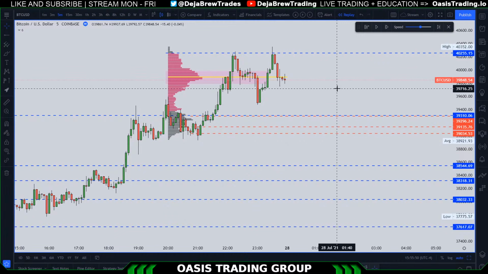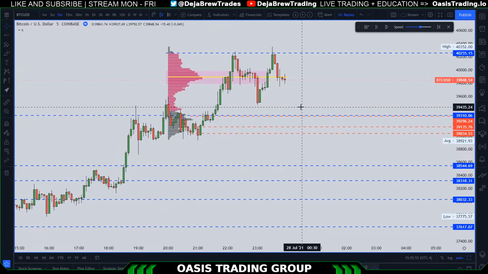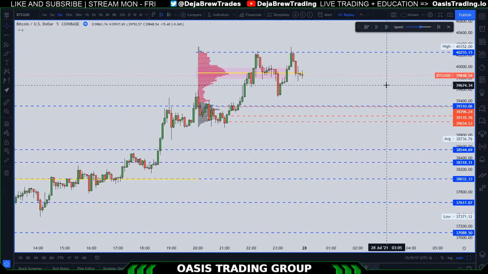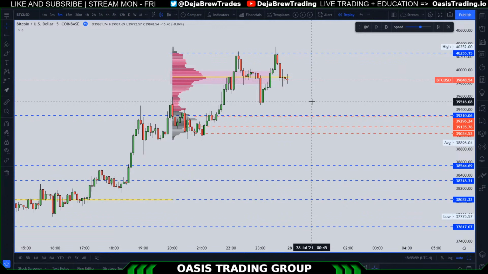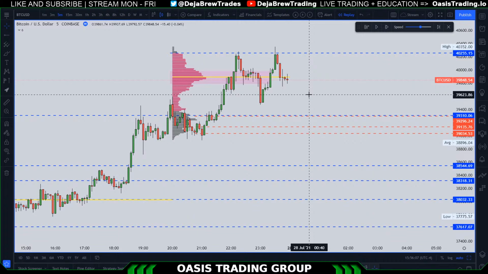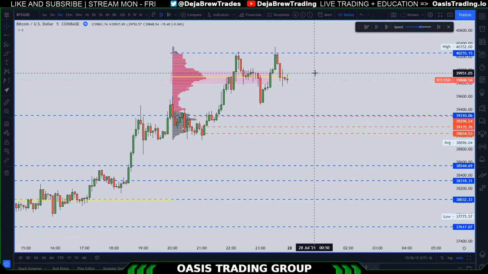Are you guys starting to understand how easy this is? Once you understand how to find these levels, it's just basic support and resistance trading. There's nothing complex about volume profile trading. Once you understand how to find the levels, it's just very simple support and resistance trading.